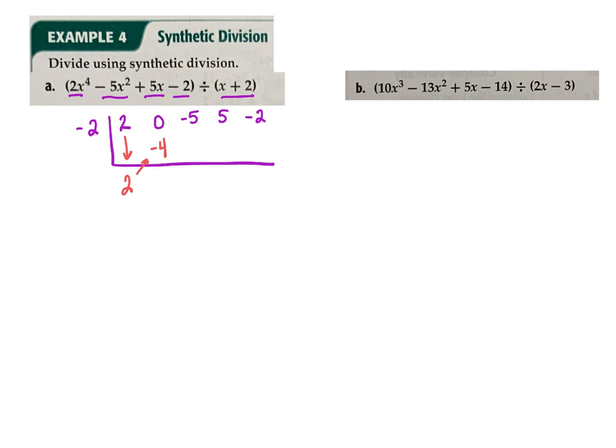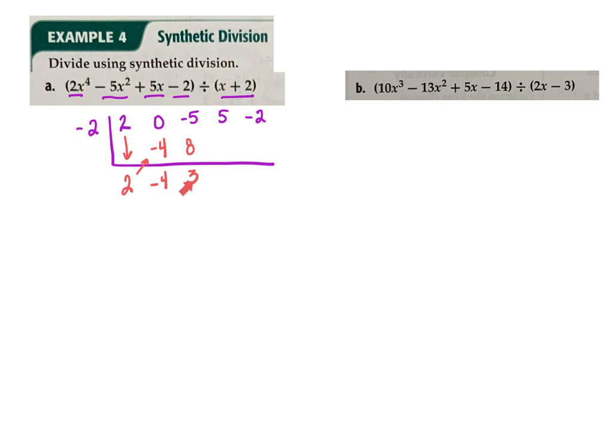And then I am going to add down 0 and negative 4. Right, and then I'm going to multiply. Negative 2 times negative 4 is 8. Then I'm going to add down negative 5 and 8. That's positive 3.